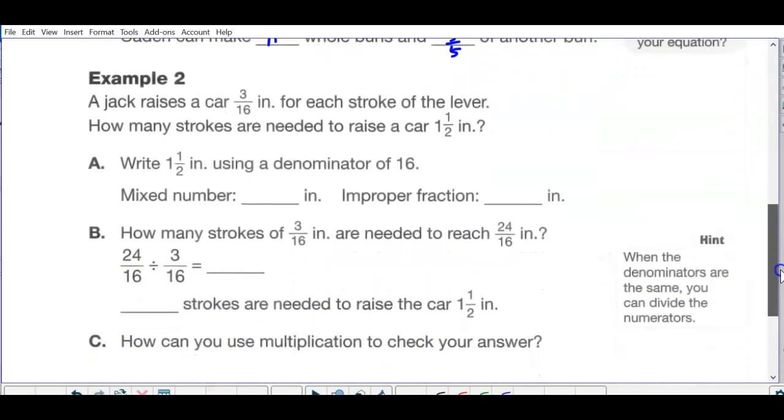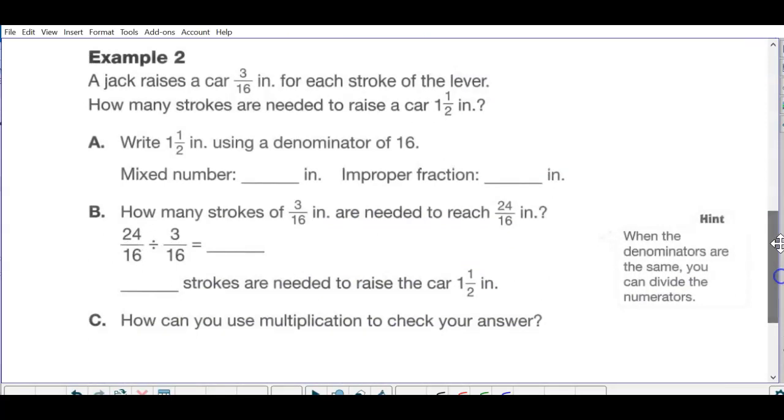Example 2. A jack raises a car 3/16 inches for each stroke of the lever. How many strokes are needed to raise a car?